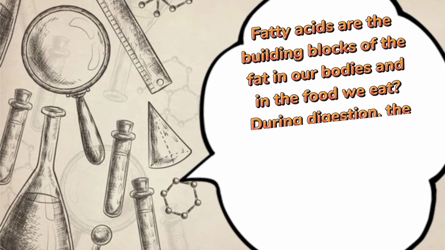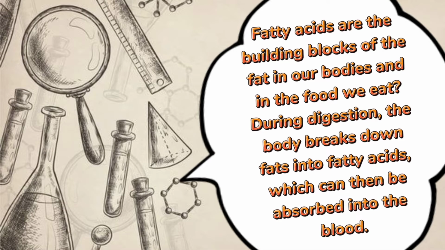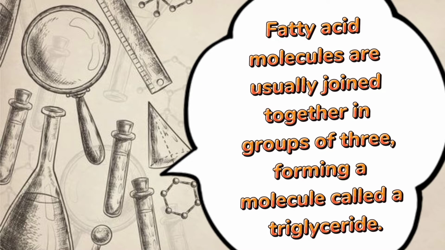Did you know that fatty acids are the building blocks of the fat in our bodies and in the food we eat? During digestion, the body breaks down fats into fatty acids, which can then be absorbed into the blood. Fatty acid molecules are usually joined together in groups of 3, forming a molecule called a triglyceride.